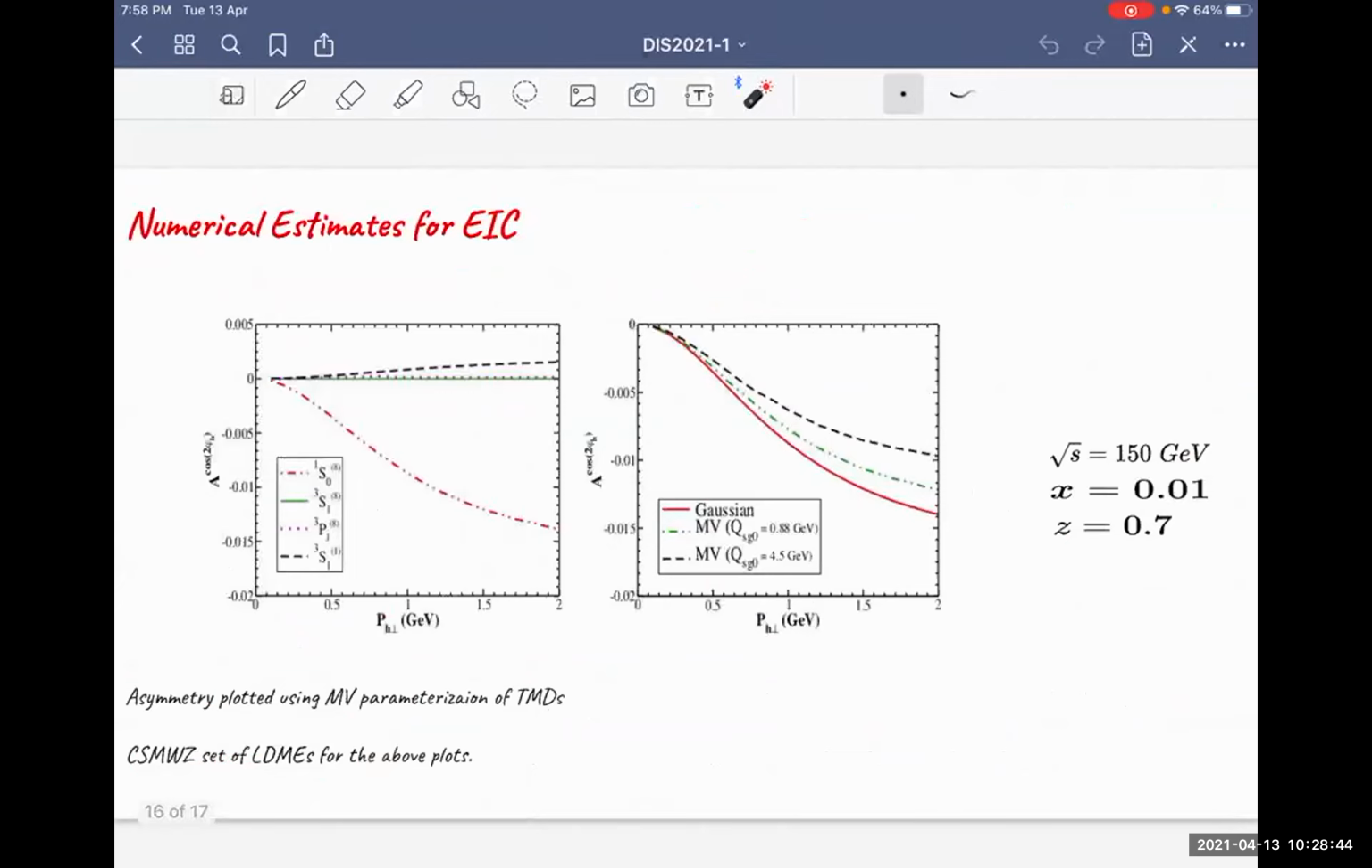Here we have also plotted the asymmetry using the McLerran-Venugopalan parameterizations of the TMDs for the individual states. We also found that the 1S0, this red line, was giving the maximum contribution to the asymmetry. In this graph, we compared the asymmetry using the Gaussian as well as the McLerran-Venugopalan model for two sets of saturation scales. This red line is from the Gaussian parameterization, and we found that it was giving the maximum contribution as compared to the McLerran-Venugopalan model parameterizations.